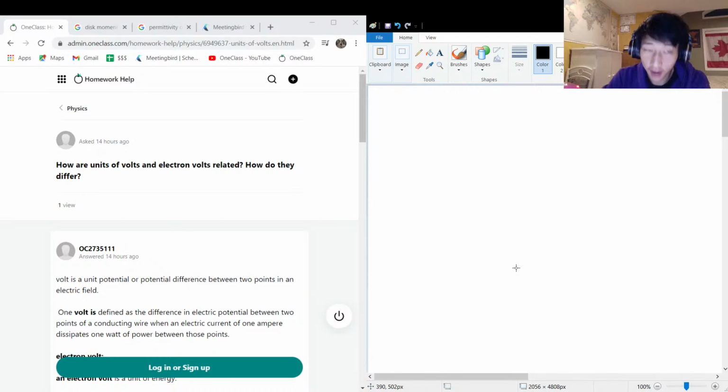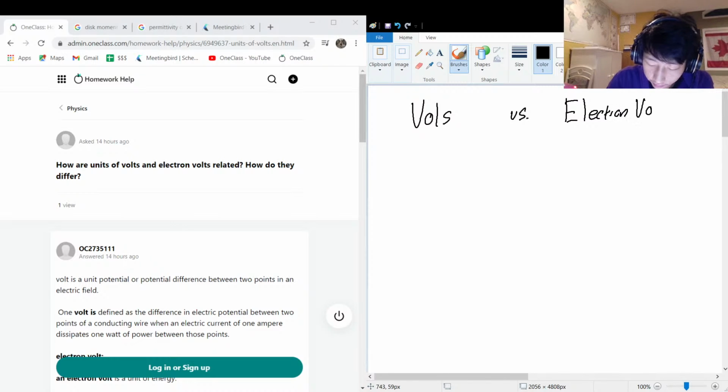Next question that we got on the menu today is, how are the units of volts and electron volts related to each other? How are they different from each other? Okay, so we have volts versus electron volts. Okay, how are they related?